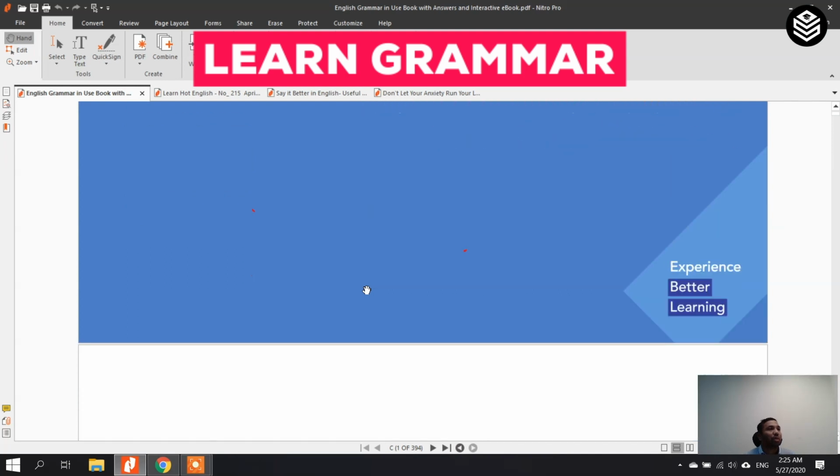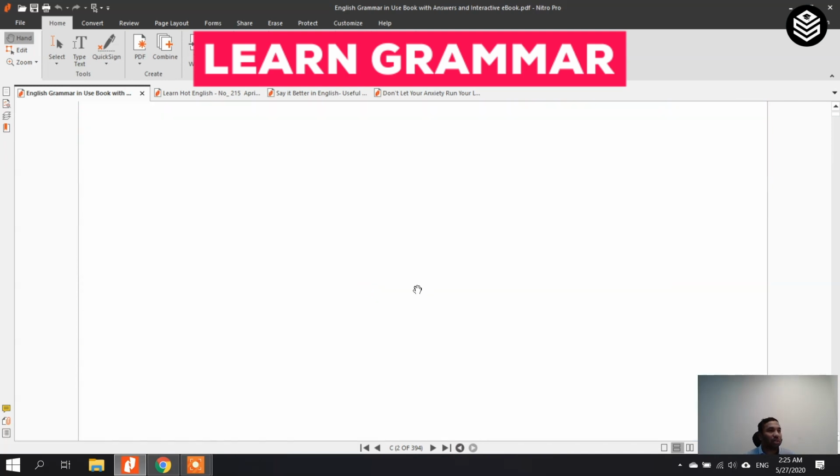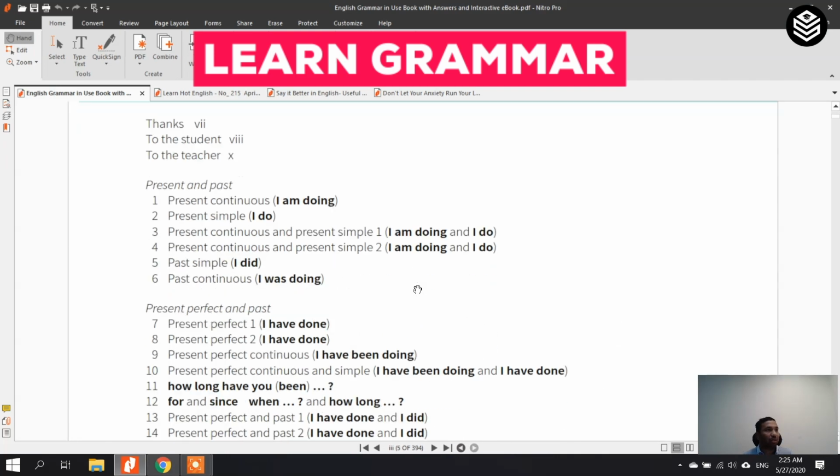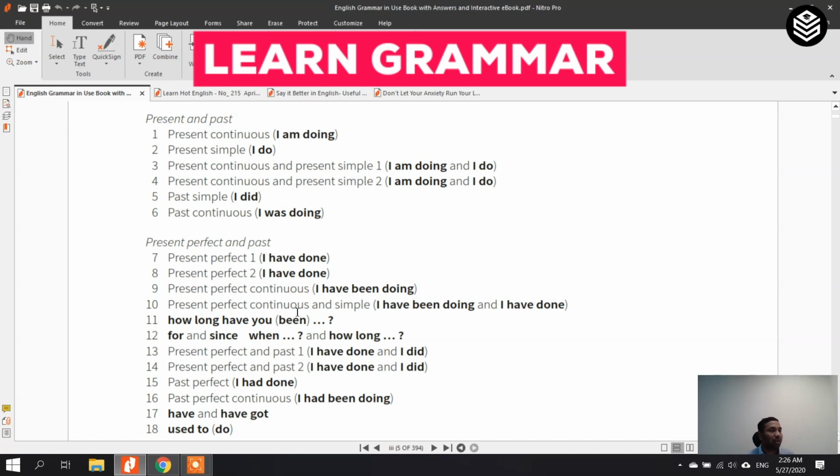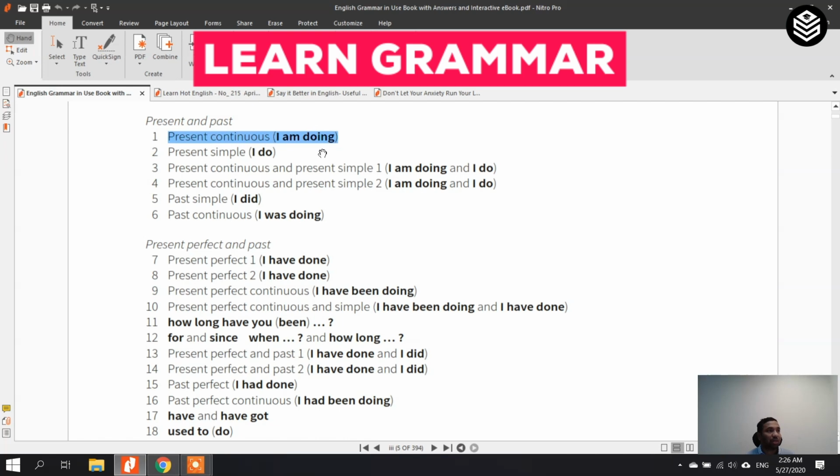So if we go into the sections, the main sections they have, for example, present, past, and so on, very nicely organized. He has organized it in a perfect way. So every session we are going to learn a new part. For example, today it is going to be present continuous, I am doing. The next session will be present simple. The third one, present continuous and present simple 1. The fourth one, 2. Then past simple, past continuous. In that way we will complete this grammar book.